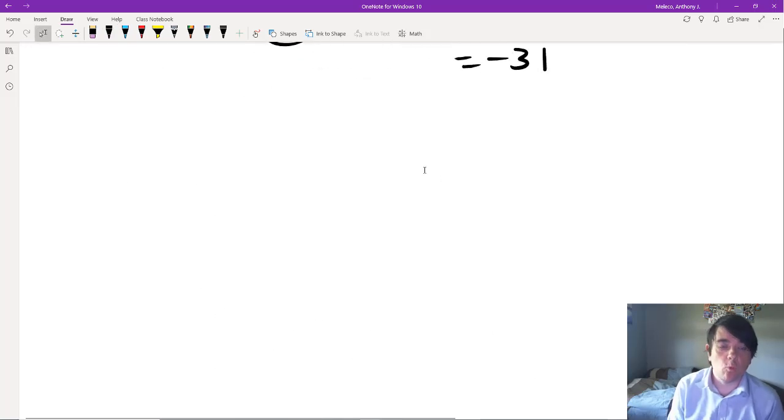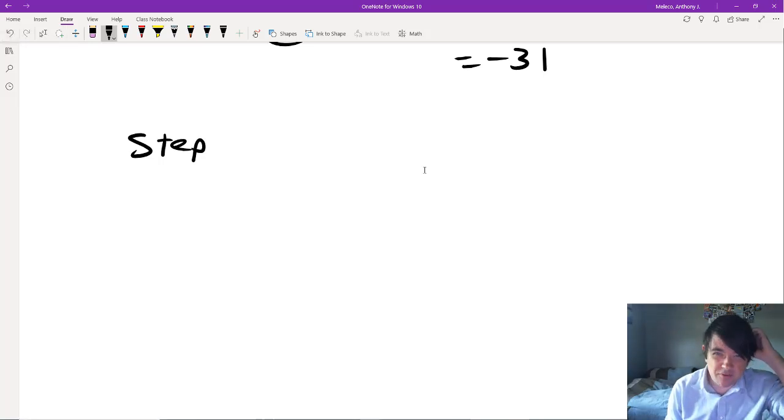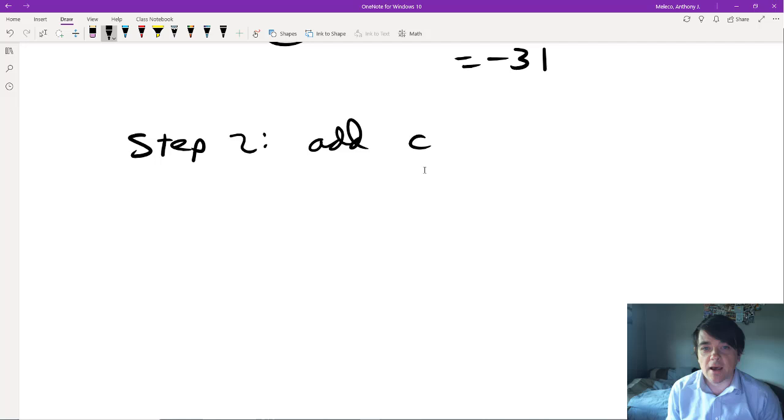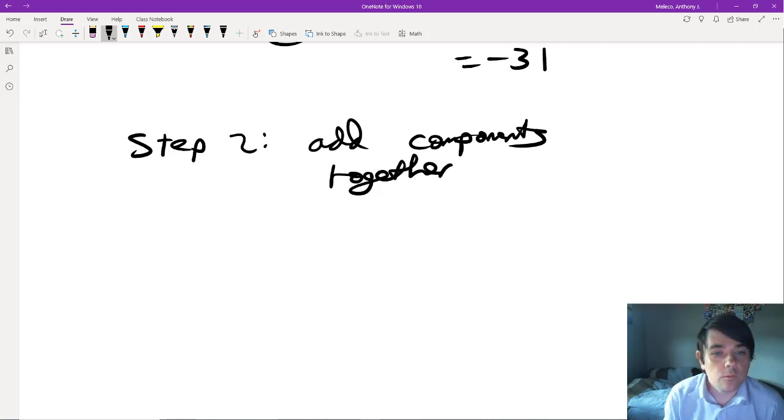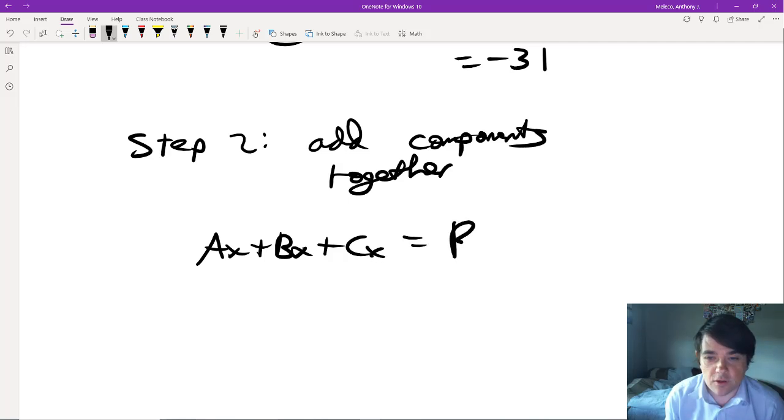So that's step 1. Step 1's the longest, and this is why working with vectors takes a lot of time, and people don't like it, because you have to break everything into components first, and then you can start adding and putting stuff back together. So step 2 is add components together. We're going to do ax plus bx plus cx, and let's just call this Rx. This is the resultant vector.